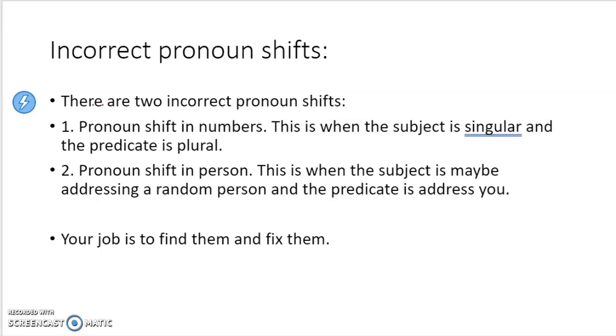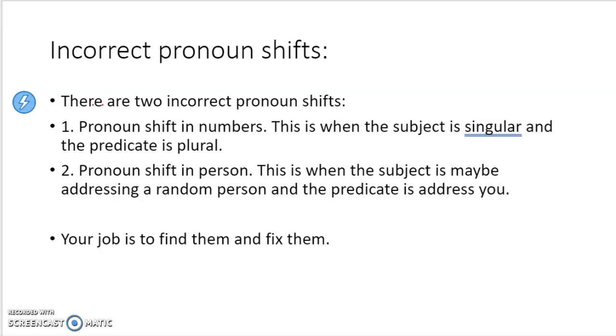There are types of incorrect pronoun shifts. One is pronoun shift in number. This is when your subject is singular and your predicate is plural, or vice versa, when your subject is plural and your predicate is singular. So you need to keep it consistent. Number two is pronoun shift in person. This is when the subject is maybe addressing a random person and then the predicate is talking about you. That doesn't make sense because it's talking about two different sets of people. So your job is to find them and fix them.